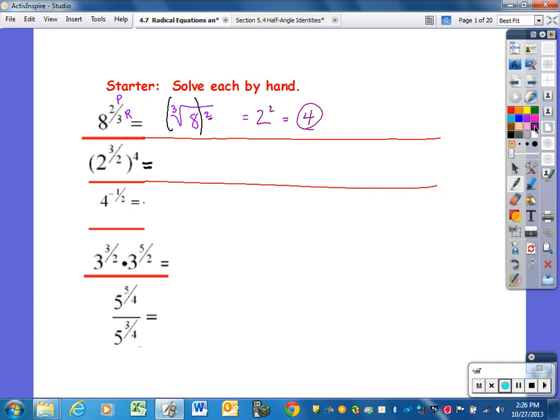Next one, power to power you multiply. So that is 2 to the 3/2 times 4. And that simplifies to 2 to the 6th, which is 64.